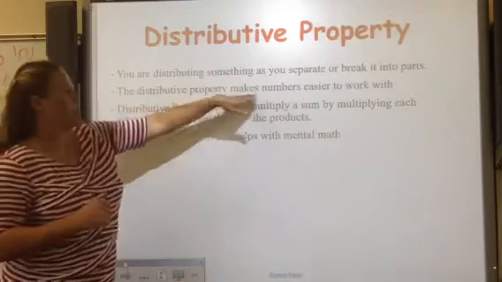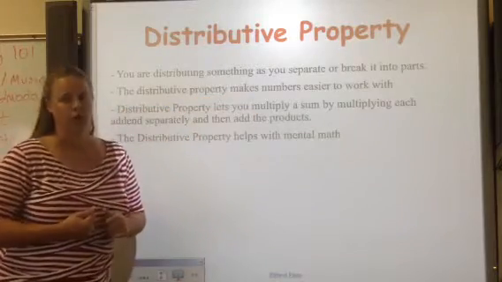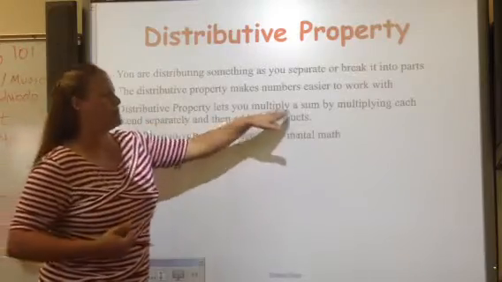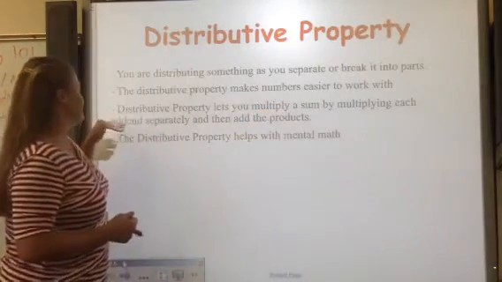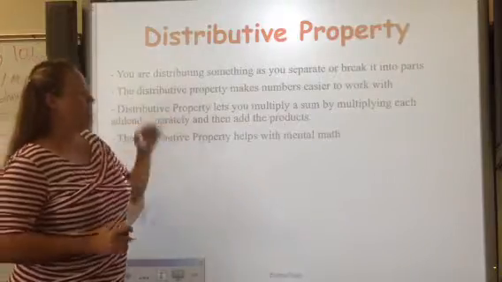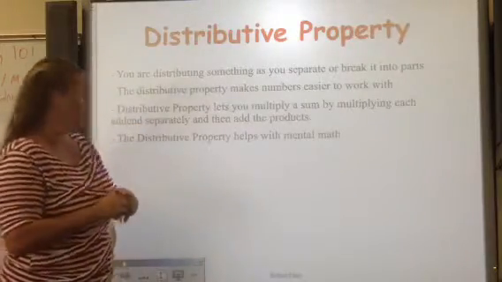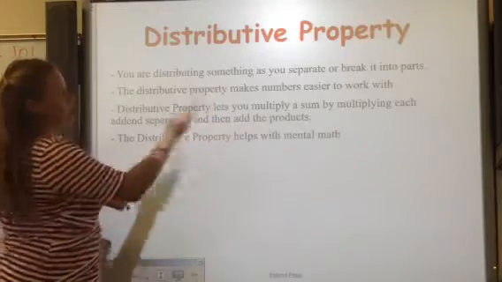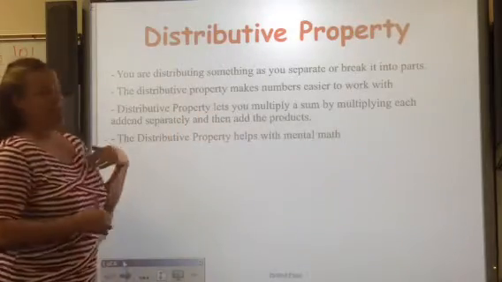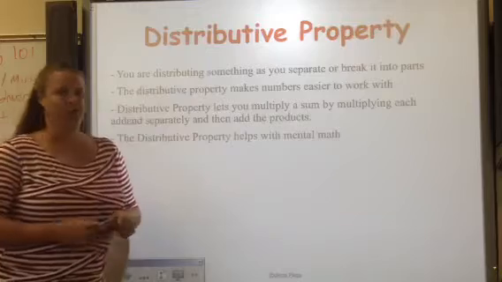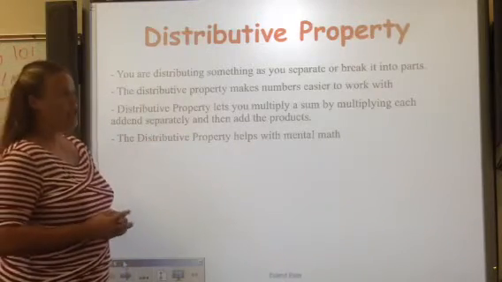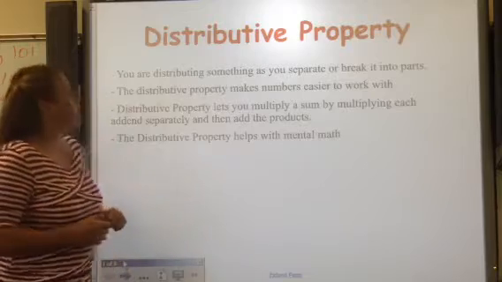The distributive property makes numbers easier to work with. The distributive property lets you multiply a sum by multiplying each addend separately and then putting the products back together. The distributive property helps with mental math. So these are all reasons why, besides I said so, why you need to know the distributive property. So make sure you write down these notes in your notebook and pause if you need to.